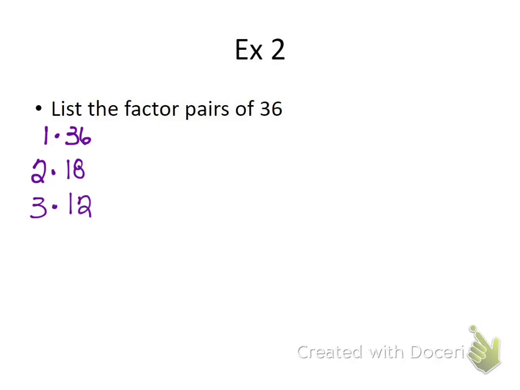Can I take 4 times a number to get me to 36? 9. What about 5 times something to get me to 36? Nope, that doesn't work. What about 6 times something to get me to 36? Okay, so right there I repeat my number. That means I'm at my limit for my factor pairs. So there are my factor pairs for 36.